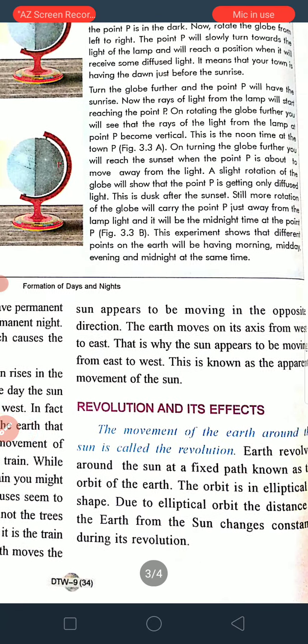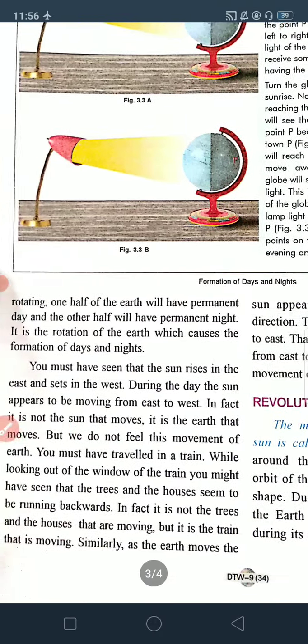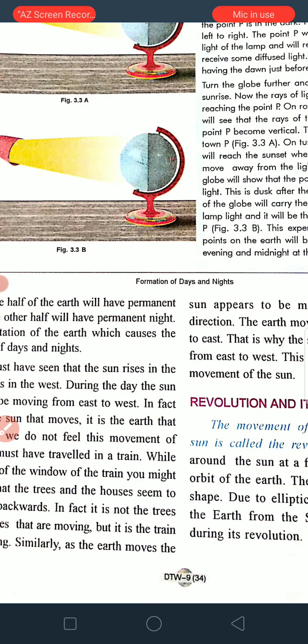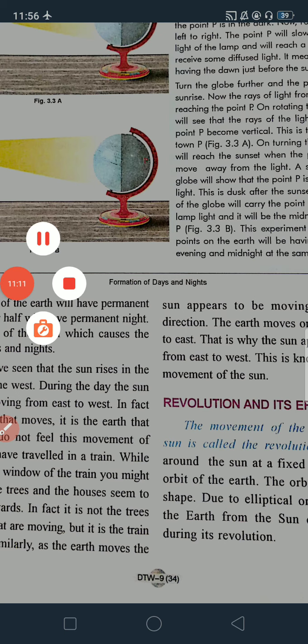Sometimes we feel that during the day the sun appears to be moving from east to west. दिन के टाइम में हमें ऐसा लगता है कि सन ईस्ट से वेस्ट की तरफ मूव कर रहा है, but actually it is not that. It is the earth that moves, not the sun. अर्थ मूव करती है, सन मूव नहीं करता, सन रिमेन्स स्टिल. That's all for today. We'll continue it in the next video. Thank you.